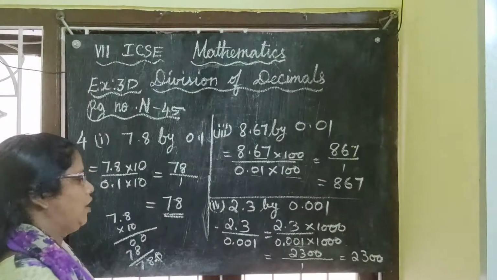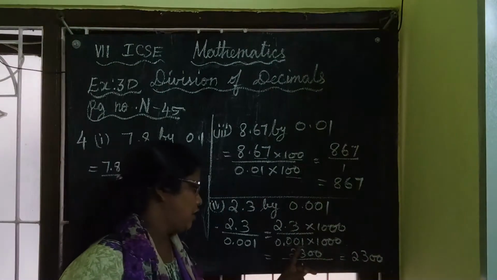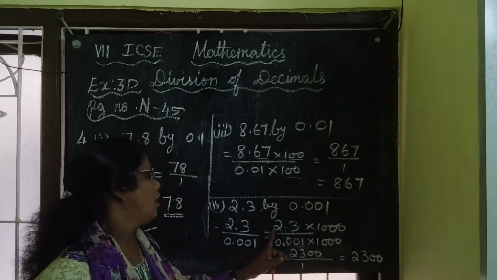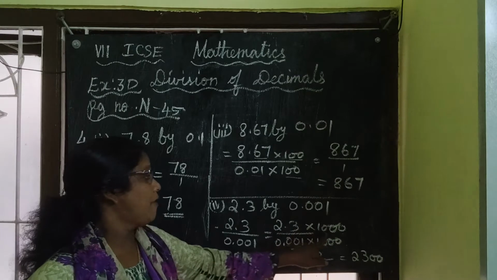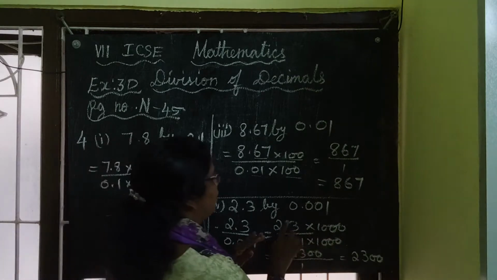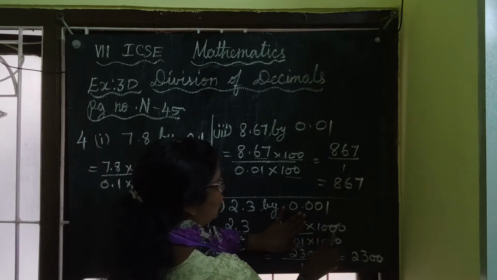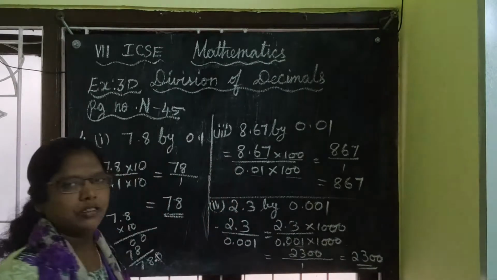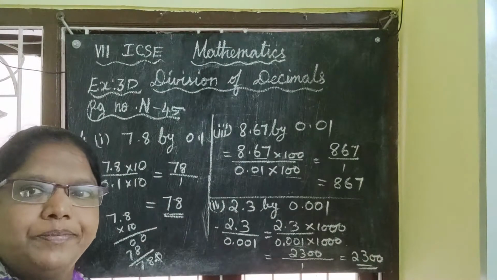Listen carefully, don't get confused. For these 3 decimals, these 3 zeros, cancel only 1. Here I have only 1 decimal, but I am having 3 zeros. So for 1 decimal, 1 zero will go. The remaining 2 zeros I have, those 2 zeros I am adding here. So your answer is 2300. Understood?